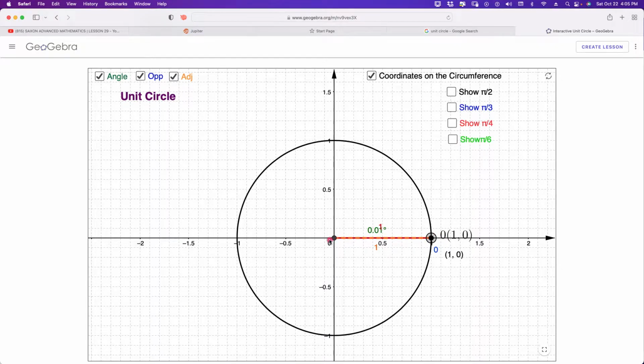And if it is across the x-axis onto this other side, on the negative side, that would be 180 degrees. Then the opposite side is here. The angle is always near the origin, and the adjacent and the hypotenuse are equal, and they both have a unit of 1.